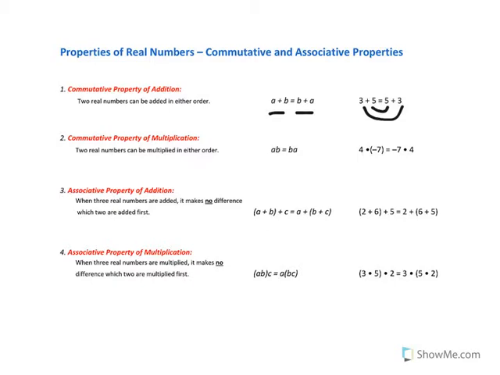Same thing with your commutative property of multiplication. A times B, B times A. 4 times negative 7, negative 7 times 4.